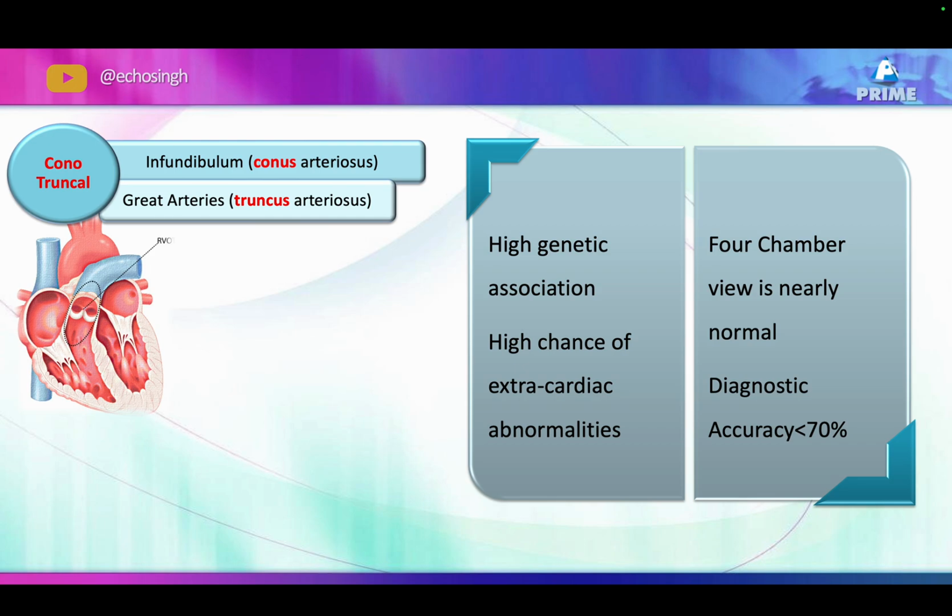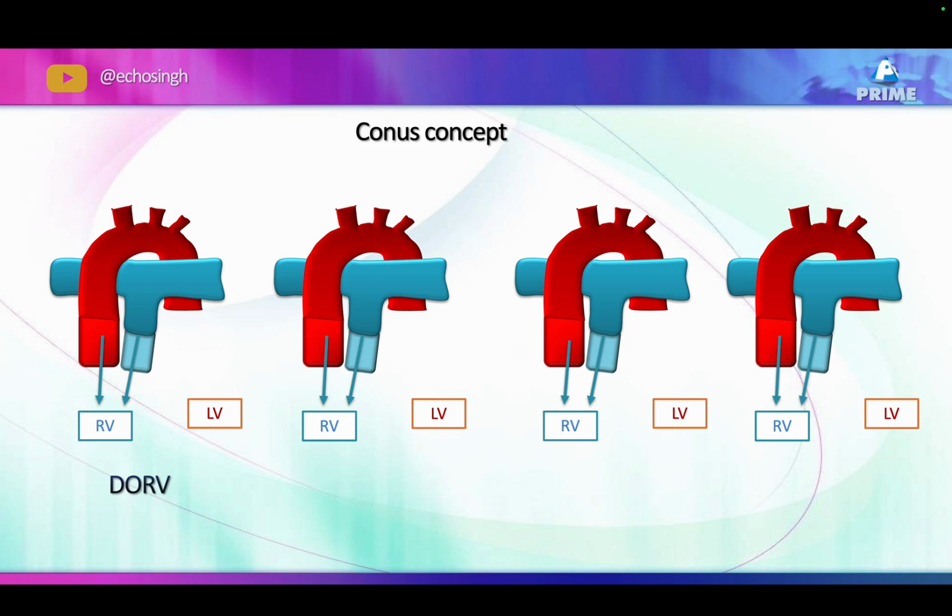There are many common things in these conotruncal abnormalities. One, they have a high genetic association. There is a higher chance than other abnormalities of extra cardiac abnormalities. Most of these would have a normal four-chamber view, and being difficult to diagnose, the accuracy of diagnosis even today is about 70%.